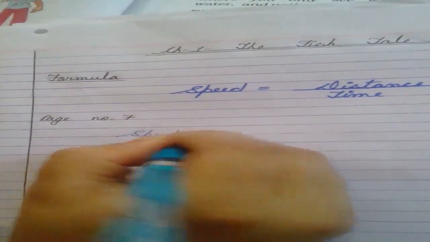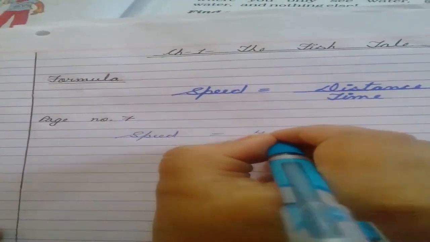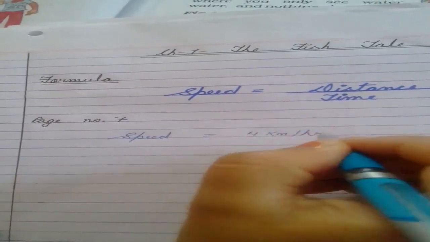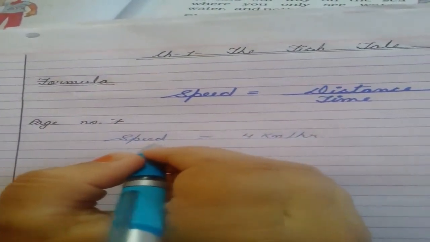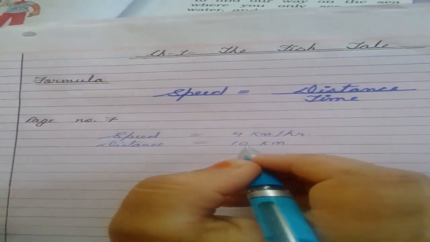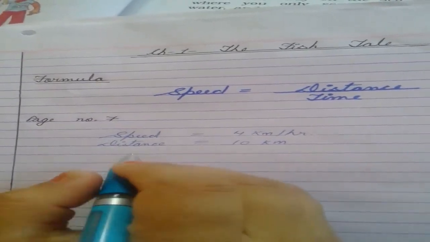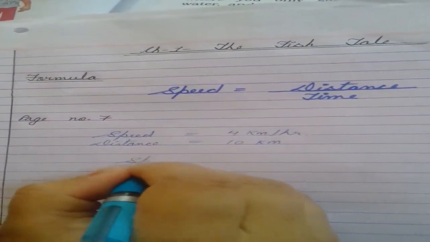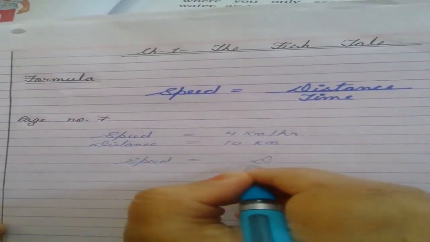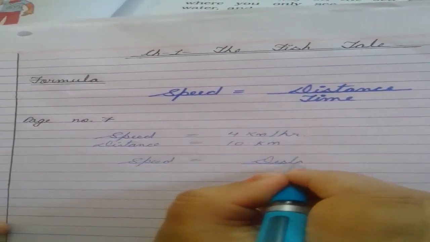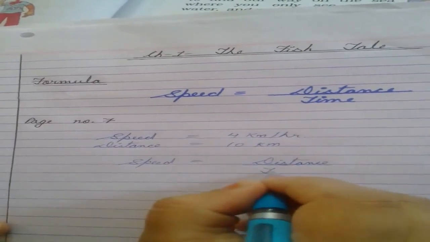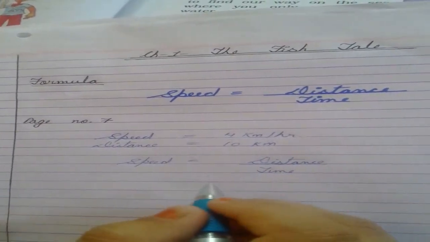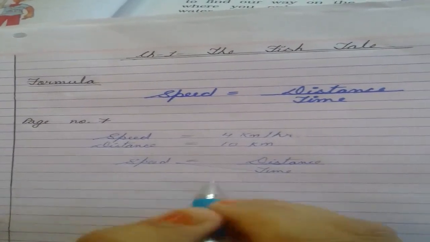Speed is equal to 4 km per hour and the distance is given, 10 km. Distance is equal to 10 km and you are supposed to tell the time taken by the boat. Okay, so we have the formula, speed is equal to distance upon time. So here we have to calculate the time, so we'll interchange their position.